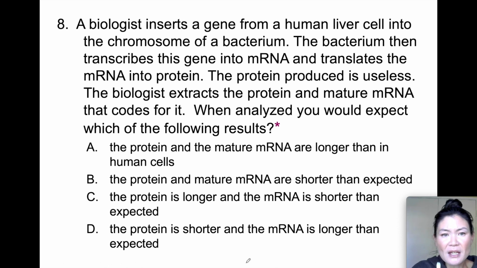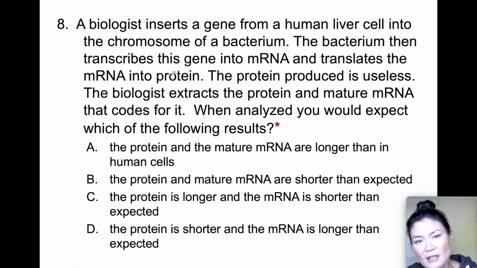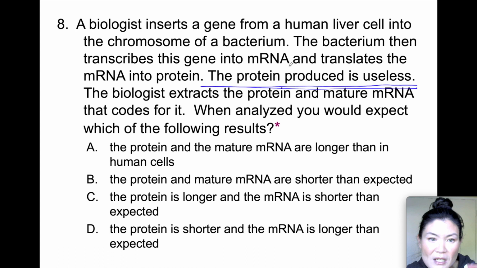The question says the biologist inserts a gene from a human liver cell, and we talked about how genes in our genome have introns as well. So what this question is setting you up for is that when they inserted that gene into the bacteria, the mRNA and the protein made by the bacteria were completely useless. It wasn't able to do anything, because the protein being made included amino acids coded for by those introns. So the amino acid chain was longer because it included those intron codes, and the mRNA was longer because it included those introns. So the answer is the protein and the mature mRNA are longer than in the human cells, because in human cells there are spliceosomes that splice out those introns, okay?